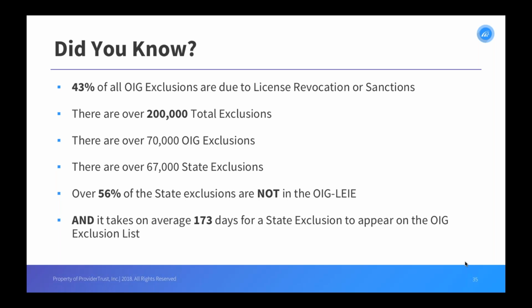Over 56% of the state exclusions are actually not in the OIG. States are required to report exclusions to the OIG level. What we find is that almost half of the exclusions that end up at the state level actually never make it to the federal level. And it takes an average of 173 days for a state exclusion to appear on the OIG exclusion list, right? States are required to report to the OIG, and they're required to do so timely, really within 30 days or so. What we see is when it actually makes it there from a state level, it's taking about 173 days, right? So about half a year to actually end up on the OIG.